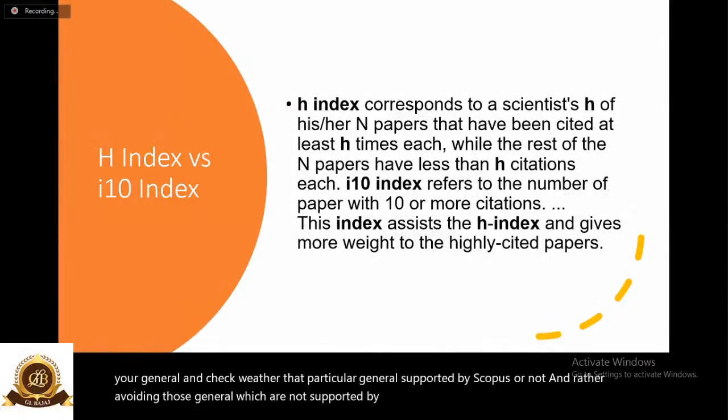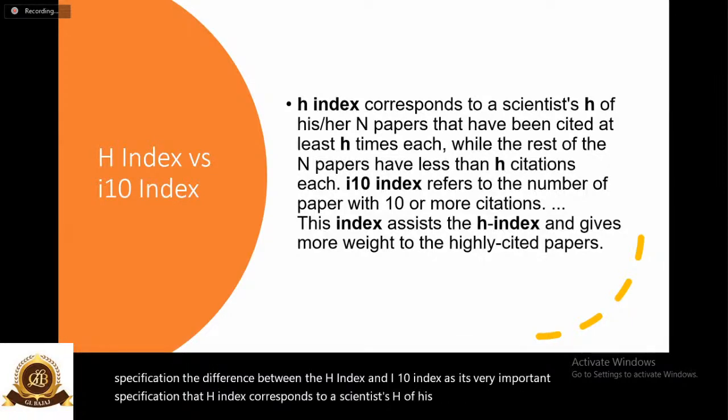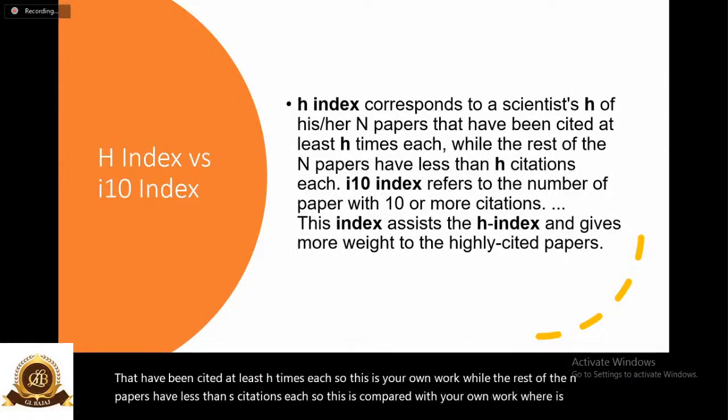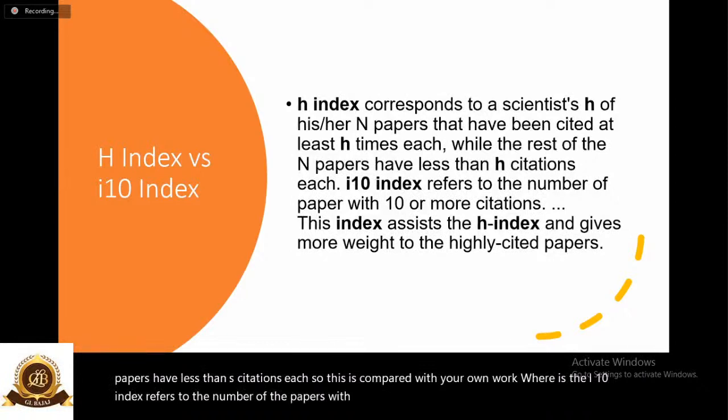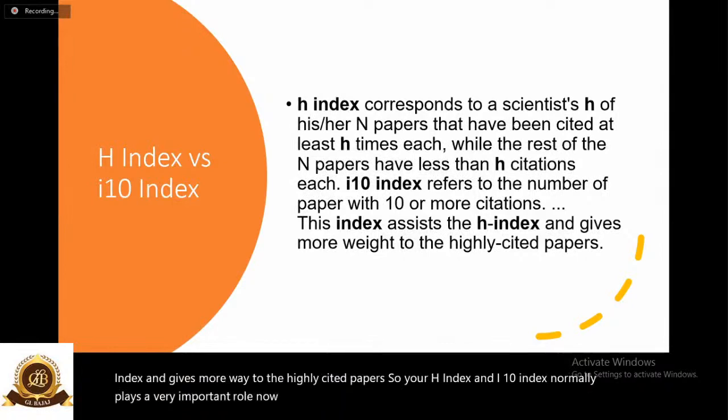Normally people should know the difference between the H index and the i10 index, as it's a very important specification. The H index corresponds to a scientist having H of his or her N papers that have been cited at least H times each, while the rest of the N papers have fewer than H citations each. So this is compared with your own work, whereas the i10 index refers to the number of papers with 10 or more citations. So the i10 index assists the H index and gives more weight to highly cited papers. Your H index and i10 index play a very important role nowadays, so you need to check on these listings also.